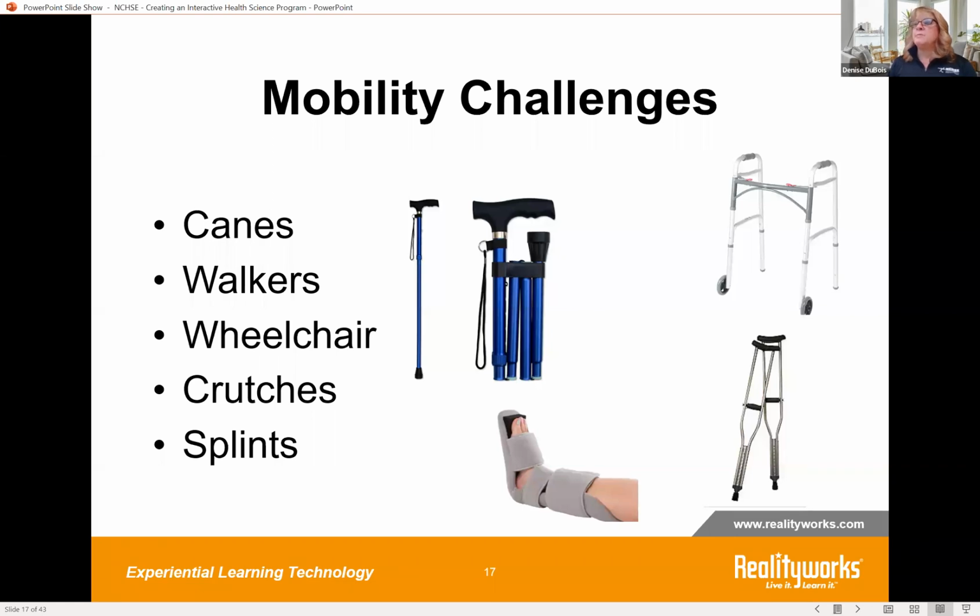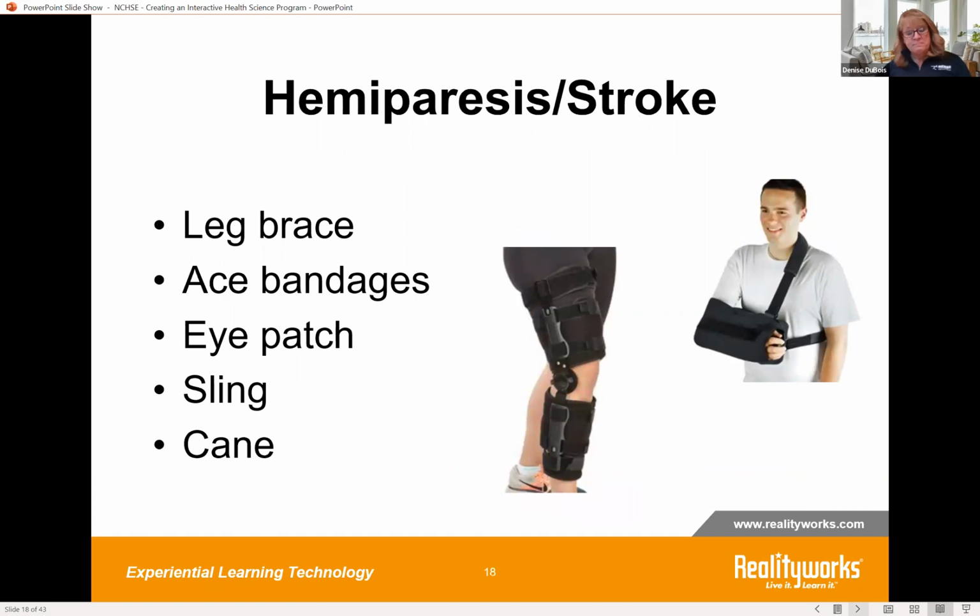So many times you can get these types of items fairly reasonably online, or even donated. Maybe students might have had somebody that had crutches, they needed them, and they're better now, and they're sitting in a closet or something. Gather as much of that as you can, so you can have multiple students doing these activities simultaneously, and it makes your classroom management a whole lot easier.